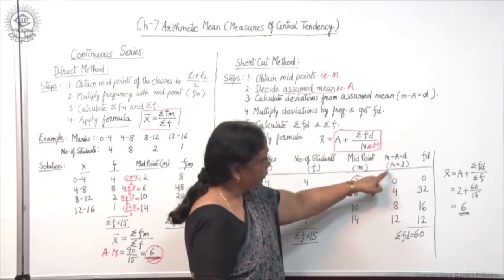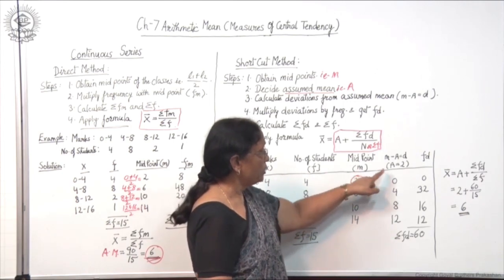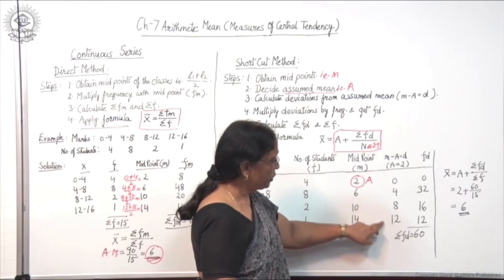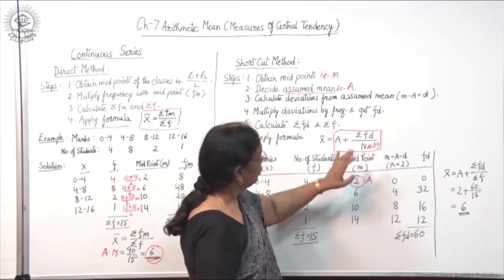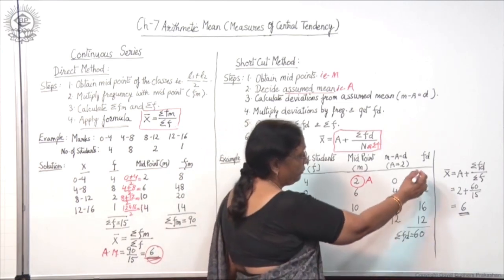M minus A, you will get this column because you have taken assumed mean as 2. So this is the deviation or D column. Now your formula says FD, so you need to calculate FD.